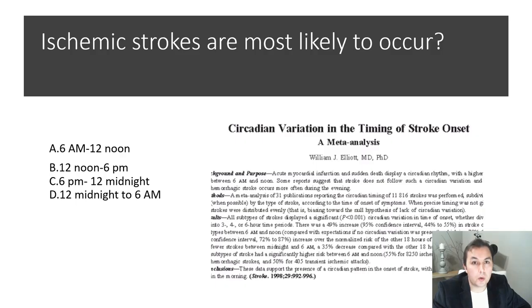Okay, just a quick question, and this has to do with the circadian clock: ischemic strokes are most likely to occur at which time of the day? And the answer is usually between 6 a.m. and noon. This observation was based on a meta-analysis in a paper by Elliott in 1998. This is probably a combination of blood pressure fluctuations during this time period, as well as changes in platelet activation in the morning.